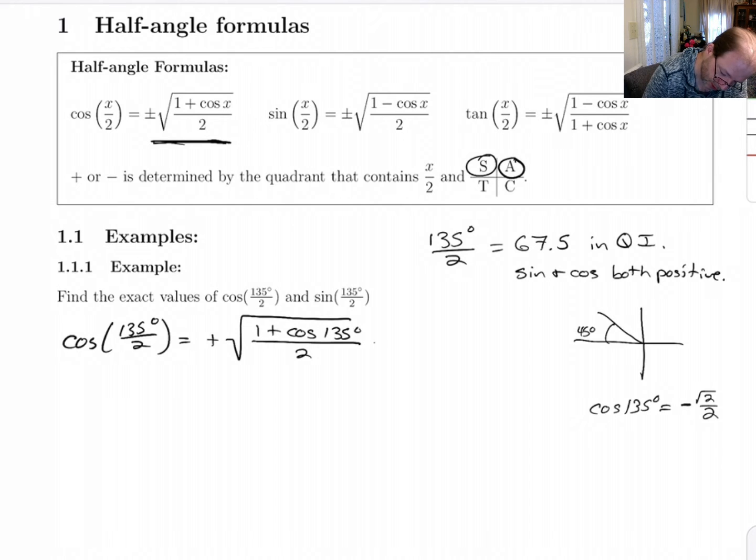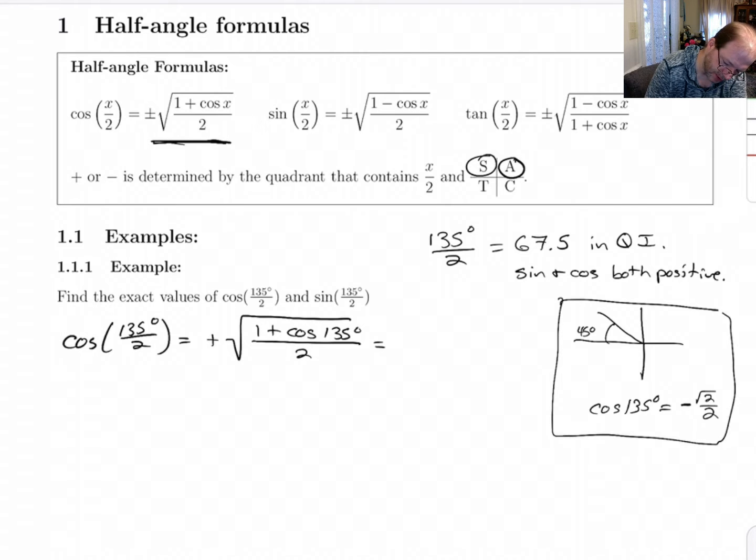So what do I get here? Now, let me say this. After you do this a bunch of times, you need to know where it comes from. But honestly, if I were doing this on a test in a timed environment or something, I would probably just pop cosine 135 into my calculator. And when it says negative 0.7071, that tells me it's minus root 2 over 2. But anyway, so let's plug into here. So we've got positive 1 plus that, so 1 minus root 2 over 2, all over 2.